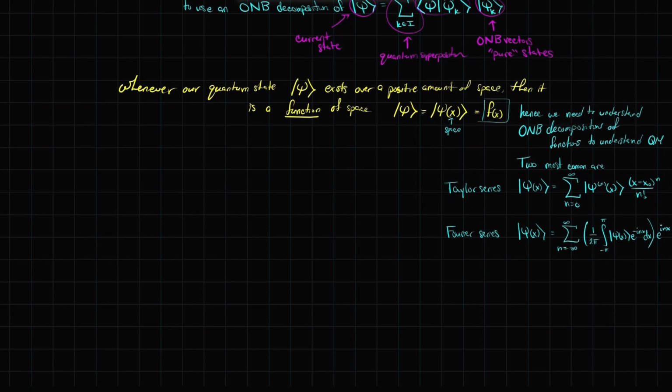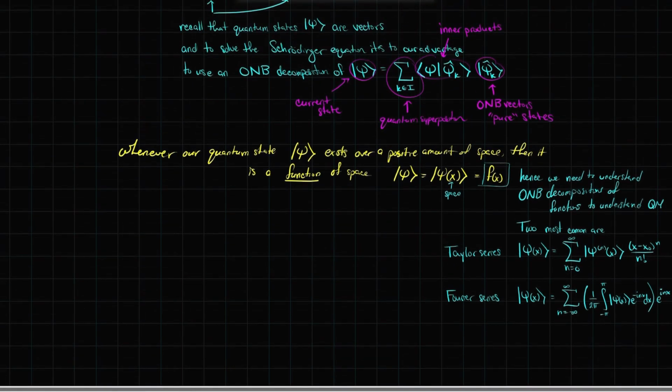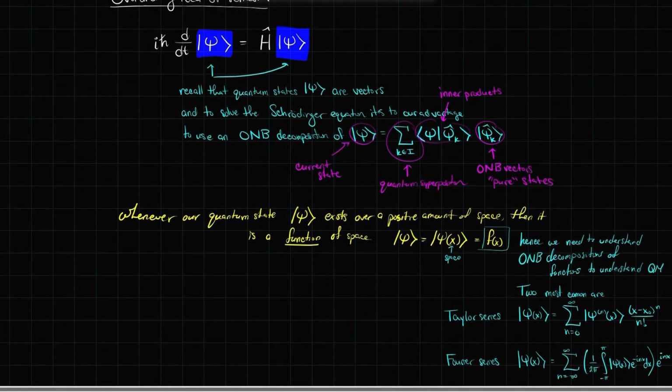And there are certainly cases where they don't exist over a positive amount of space. Spins, for example, spin up and spin down, is not a state-based quantity. It doesn't care where the electron is. It doesn't vary over space. It just has a decided value. So that would be a case where we don't need functions.